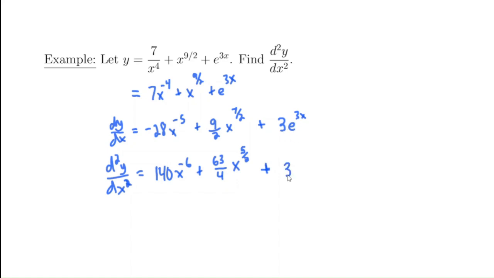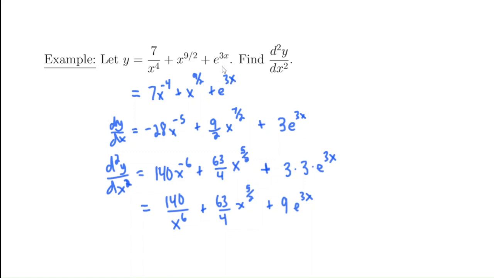Well, it's going to be 3 times the derivative of e to the 3x, but the derivative of e to the 3x is e to the 3x times 3. So we can put the 3 out front here, so we get another 3 is the point. Okay, so we could simplify this and write this as 140 over x to the 6th plus 63 fourths x to the 5 halves power plus 9 e to the 3x.